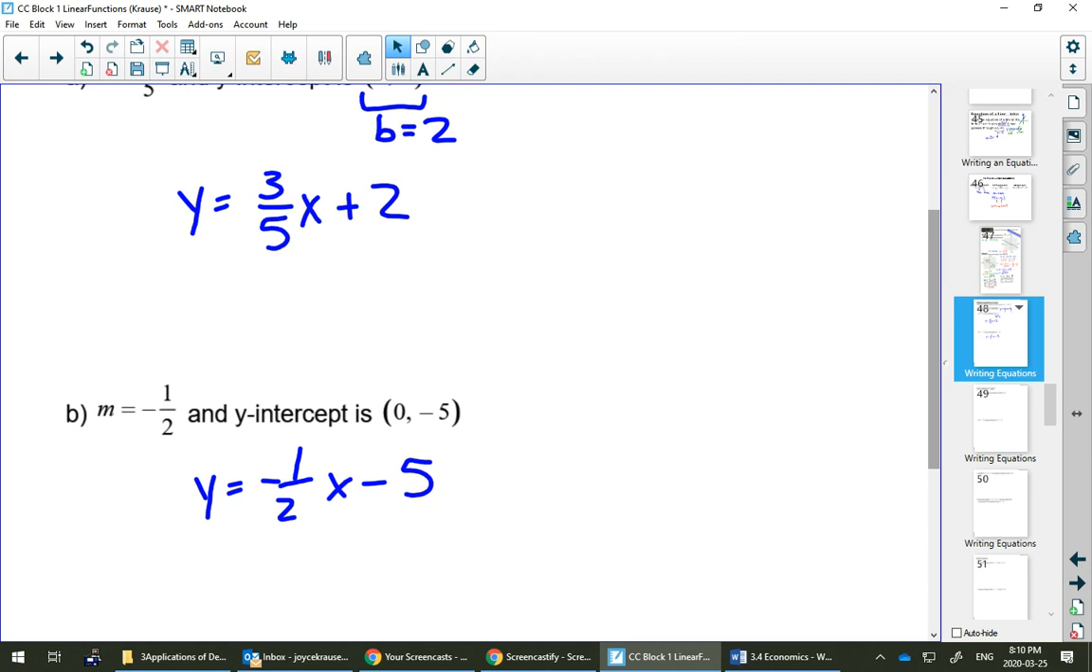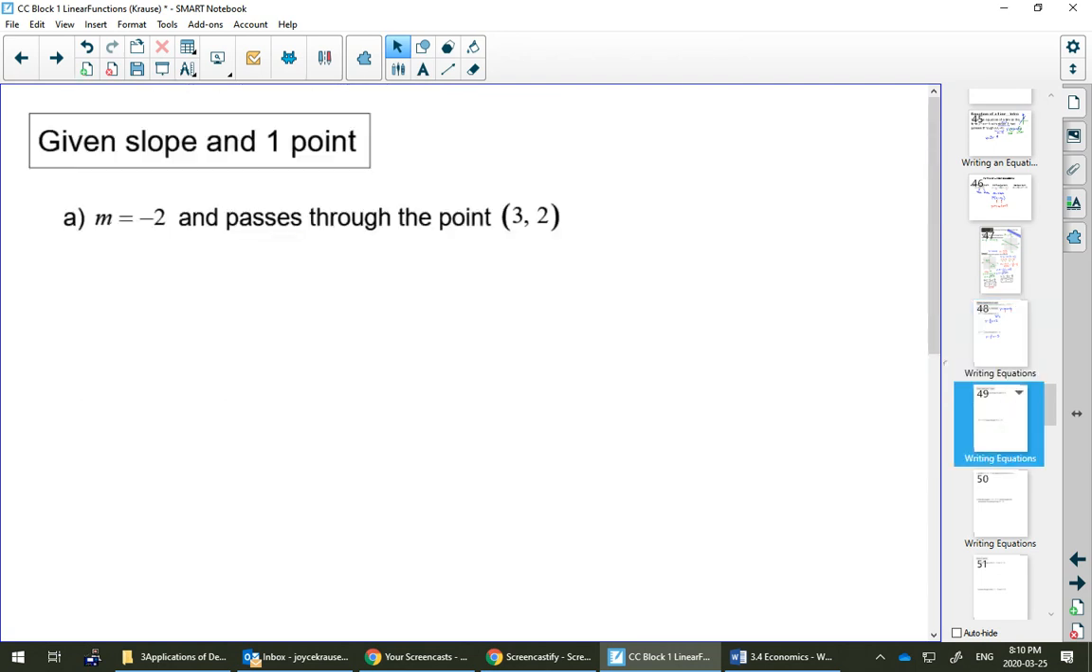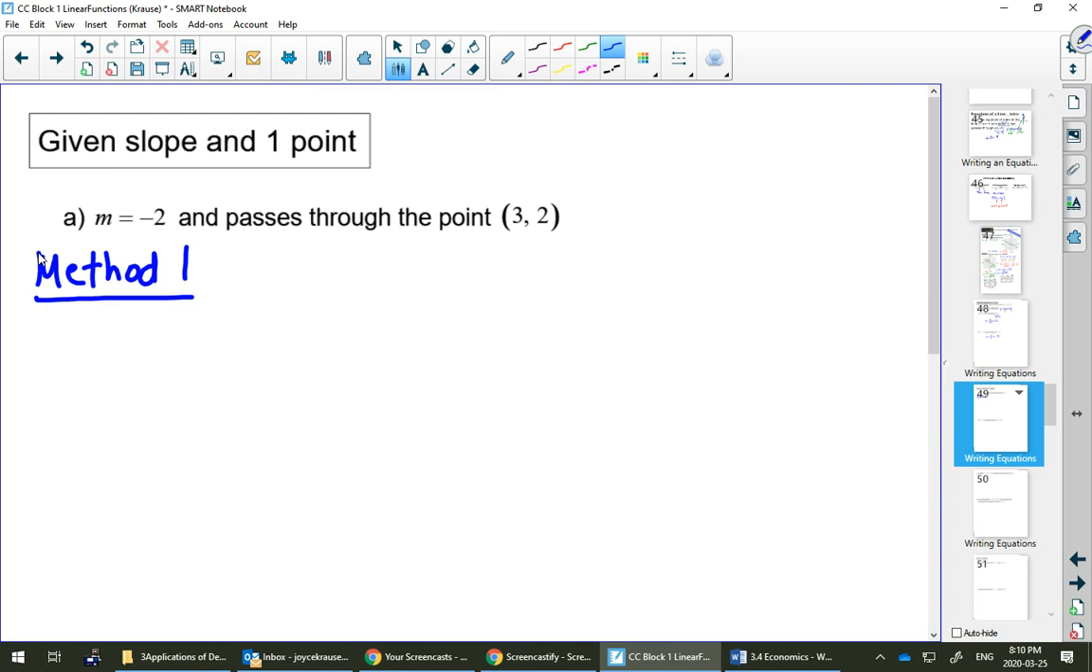All right, so that's the first type that you're going to see. Another type of question that you could see is when you're given a slope and a point. Well, then this would make sense to use the point slope form. But you can do it with slope-intercept form as well, and I'm going to show you both methods. So method 1, going forward, whenever you see method 1, I'm going to use point slope. Method 2 will be slope-intercept form. So method 1 is going to be to use point slope.